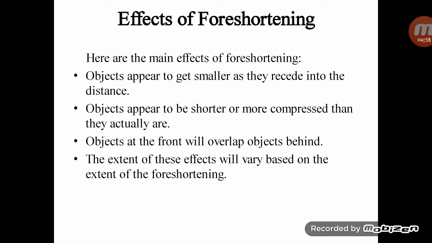Effects of foreshortening. Here are the main effects of foreshortening. Objects appear to get smaller as they recede into the distance. Objects appear to be shorter or more compressed than they actually are. Objects at the front will overlap objects behind. The extent of these effects will vary based on the extent of the foreshortening.